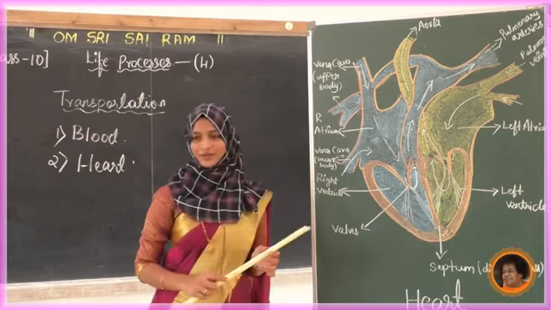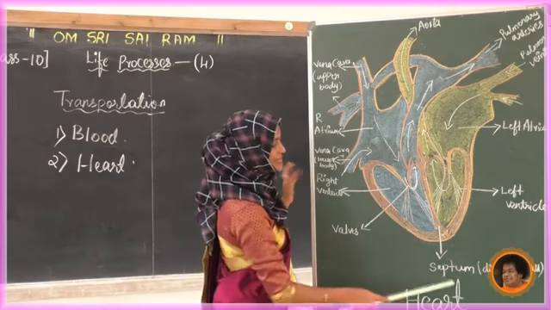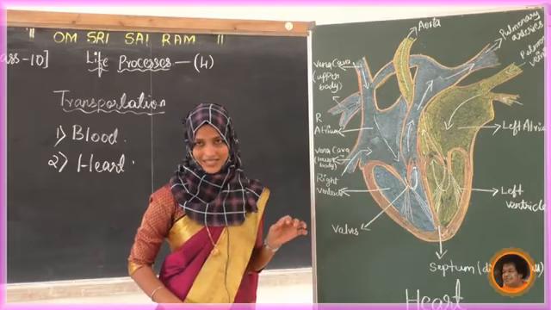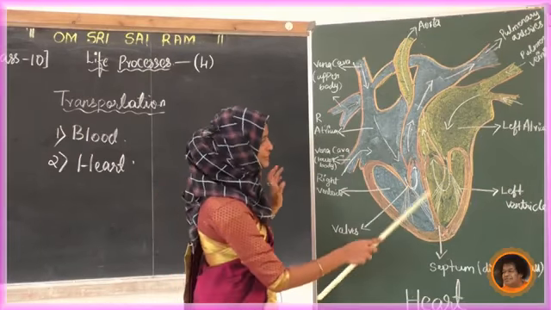So here what will happen? It will mix up. To avoid that, there will be a partition, a compartment called the septum, a dividing wall. So this septum is going to divide the entire system, to avoid the mixing of blood.